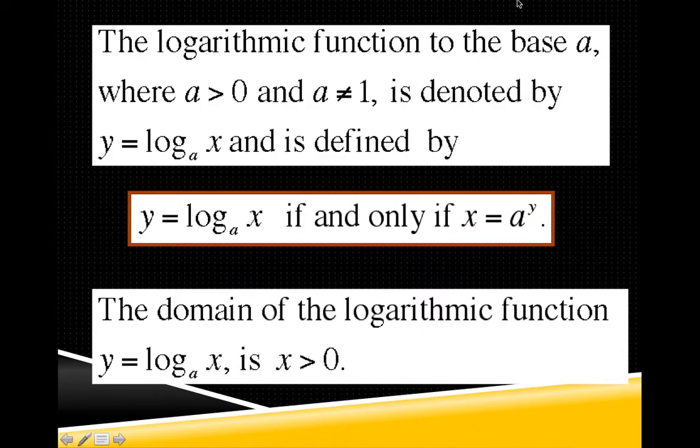Now we learned this in the last video. We looked at the fact that we could change from logarithmic form to exponential form by saying a to the y is equal to x. The domain of the logarithmic function is always x is greater than 0. The x here must be positive. It cannot be 0. It cannot be negative. This number right here.